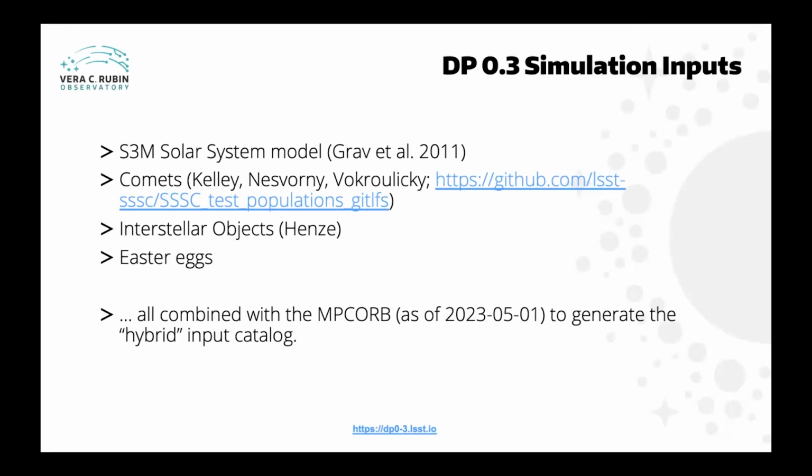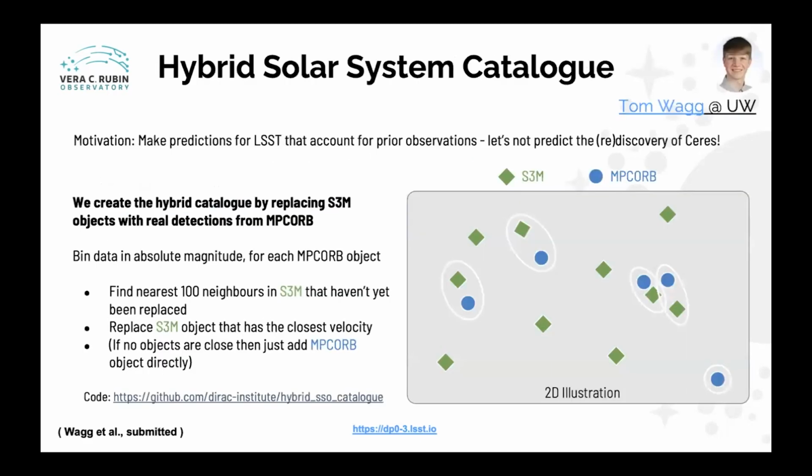All of these have been combined with the MPC orb, so with real data, and done in such a way to create what we call a hybrid input catalog. So that is an input catalog that has real objects on the bright end, and then as we go towards the faint end where objects are not known, it switches to simulated objects. So if you want to learn a little bit more about how that is done, go to this URL.